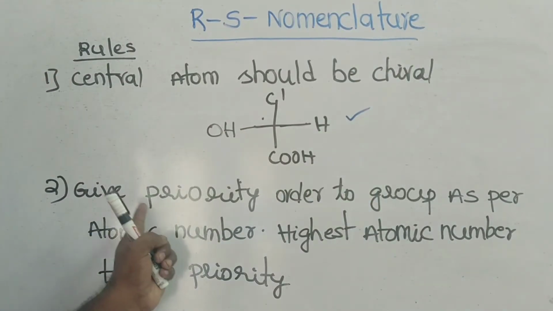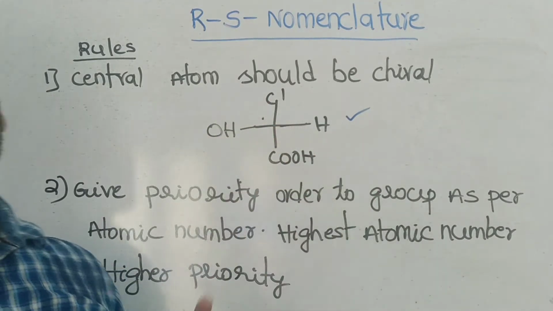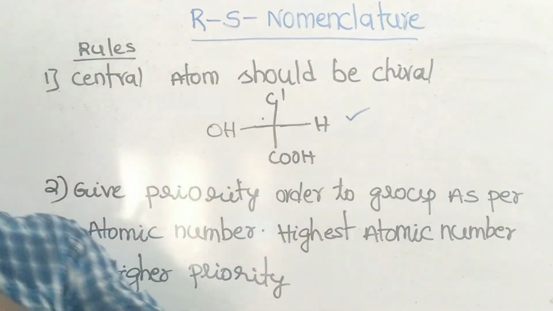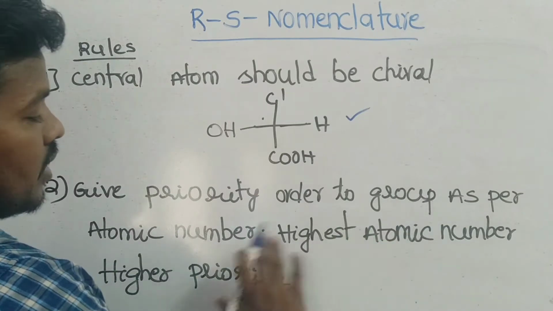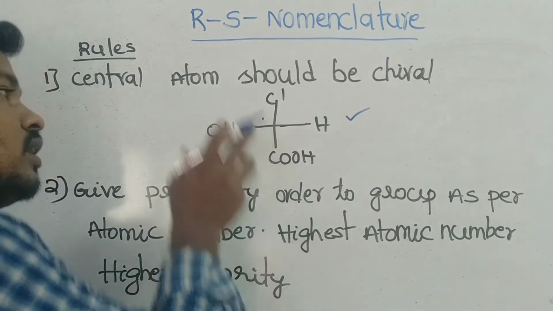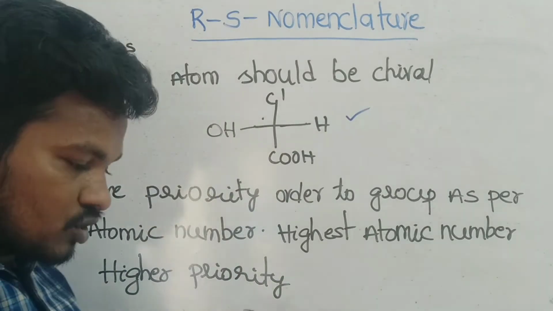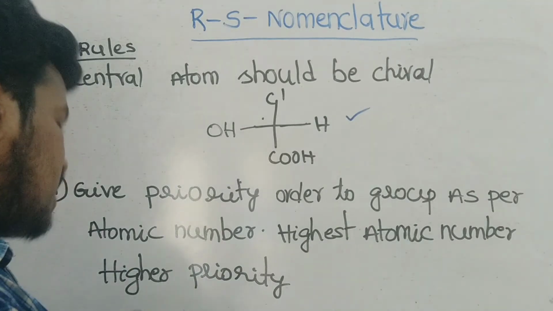Second, give the priority order to the groups. Whatever groups are attached, you have to assign priority numbers 1, 2, 3, 4 like this. According to atomic number, the group having the highest atomic number gets the higher priority, and the atom having the lower atomic number gets the lower priority. For example, see here.